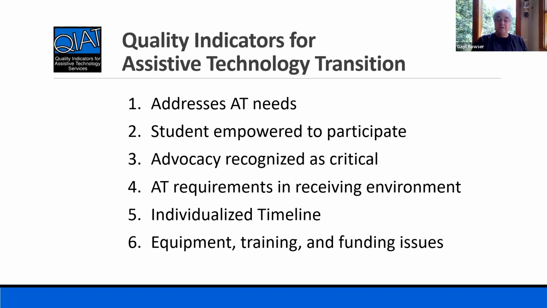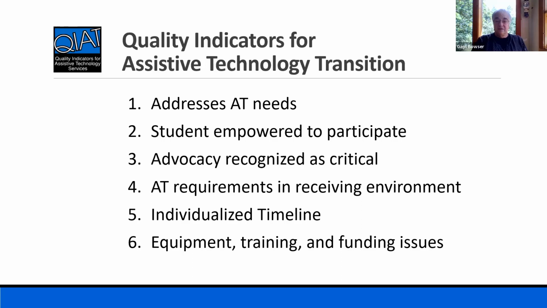Indicator number 4 talks about the actual tasks in the new environment and what kinds of things the student will be doing. So we need to know what kinds of technology is used in the new environment. Is it the same technology that was in the initial school program, or is it a new kind of technology? Are we moving from iPads to Chromebooks or something like that? And those kinds of things need to be addressed early on.